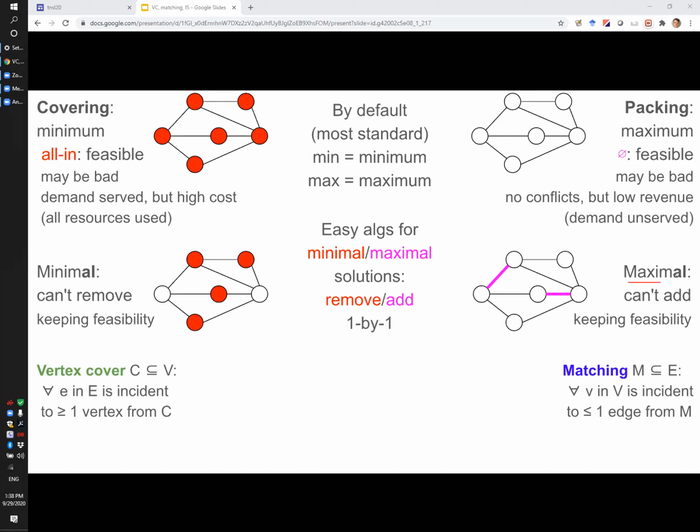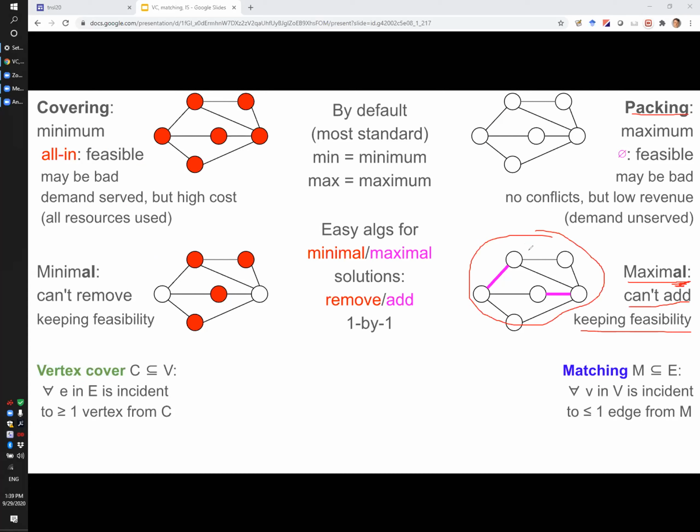Similarly, the notion of maximal. Let's again speak in terms of the matching, but in principle, it applies to any kind of solution to packing problems. So a matching is maximal if you cannot add any edge to it while keeping the feasibility. Again, these two highlighted edges on this picture form a maximal matching. Why is it maximal?